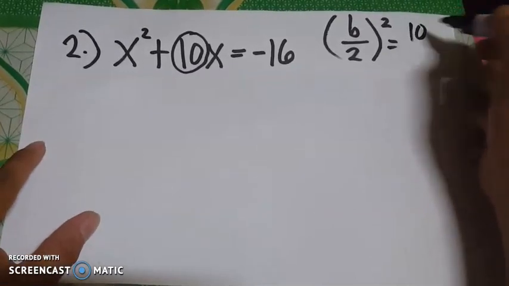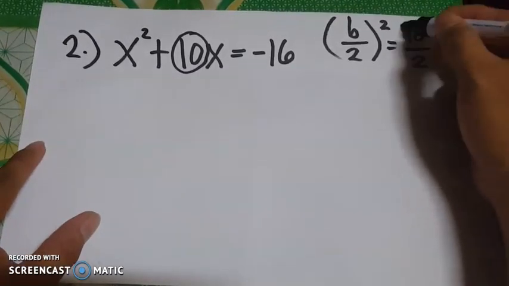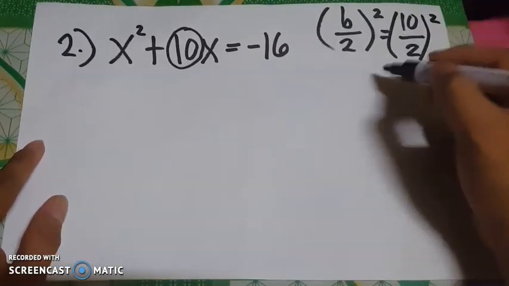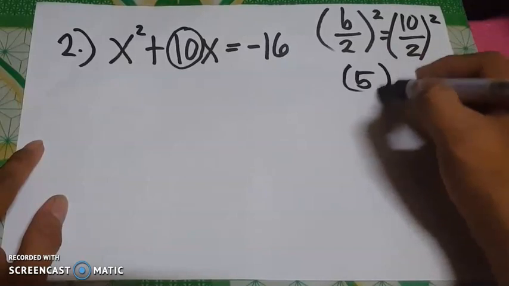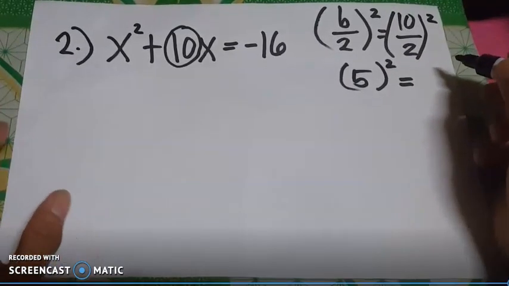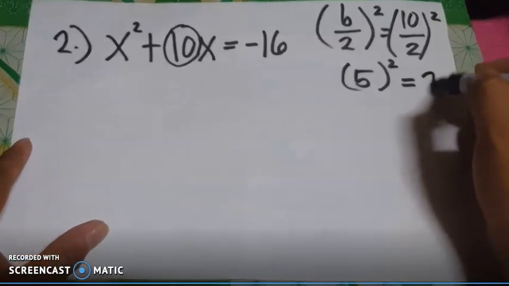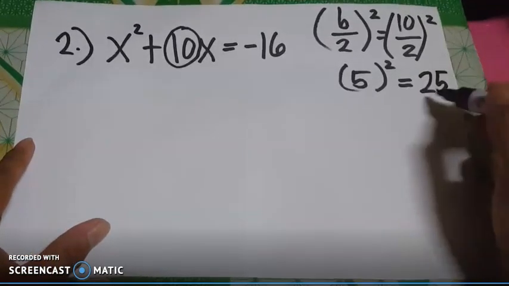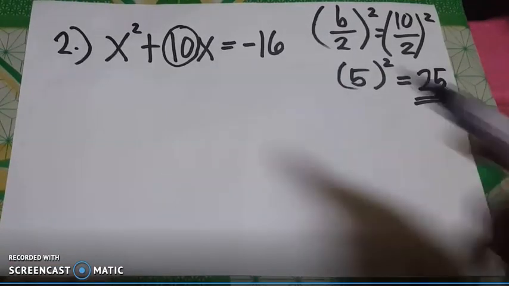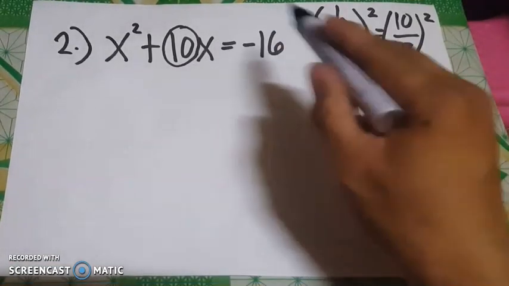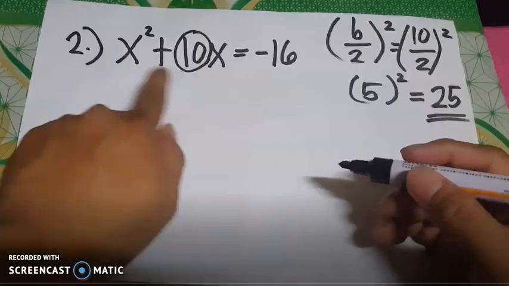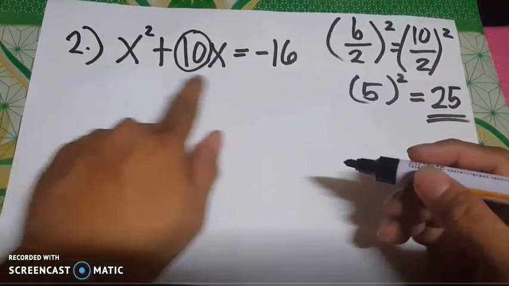So that would be 10 divided by 2 quantity squared. So 10 divided by 2, that would be 5, then quantity squared. So 5 times 5, that's not 5 times 2, that's 5 times 5 will be 25. So that number 25, that is the number to be added on both sides of the equation. The purpose of that is to make this left side a perfect square trinomial.